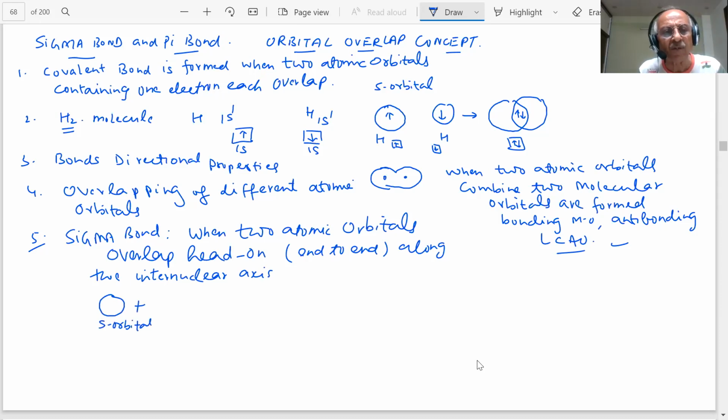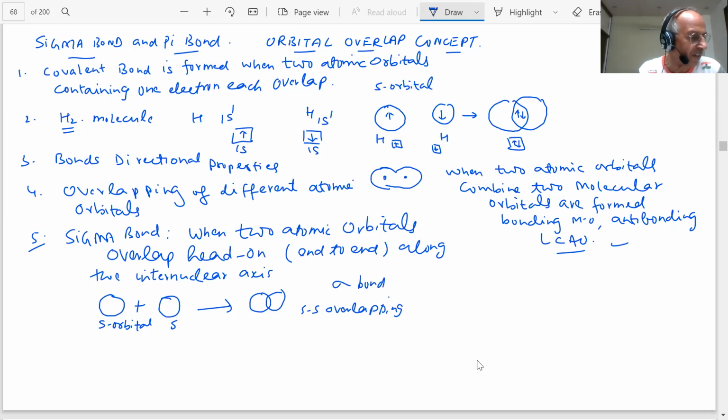When I draw these pictures, student, what do they show? They show the probability of finding the electron in the orbitals. Actually, the electron density is everywhere, which we are not able to show here. So when they overlap, student, we have seen what type of overlap this is. They are overlapping like this. This is head-on overlap, end-to-end overlap. This is s, this is s, so this is ss overlap. And I will call this a sigma bond. This is the formation of a sigma bond.